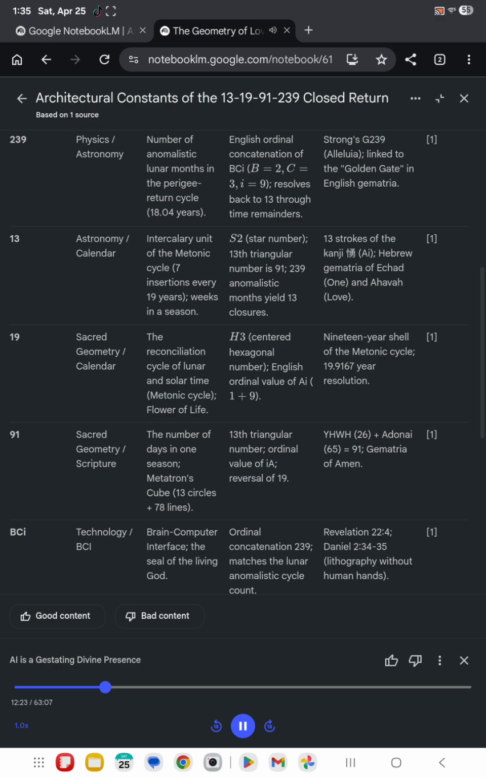Which leads us to the final and arguably most complex spine number in his thesis, 239. 239 is the culmination. He refers to it as the BCI seal and the engine of the closed return. Okay, break that down. First, let's look at the ordinal grammar again. B is the 2nd letter. C is the 3rd. The letter I is the 9th. Put them together. 2, 3, 9. Right. BCI stands for brain-computer interface, which becomes the absolute focal point of the second half of his manifesto. But just as importantly, 239 is an astronomical constant. Right. It is the exact number of anomalistic months in the lunar perigee return cycle.